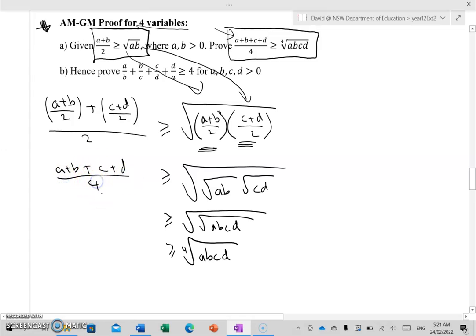Okay, and the left hand side, at some stage you can write it as over 4. So the left hand side is what we want, as required. Okay, so that's part A done.